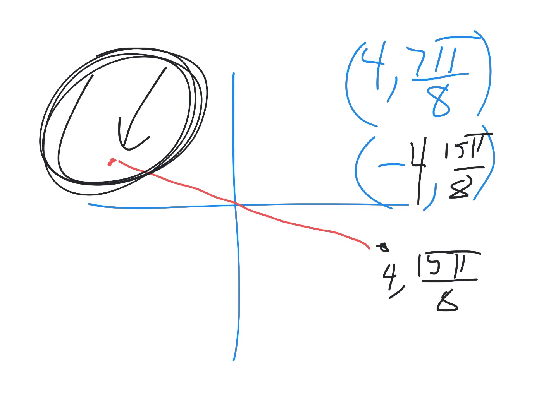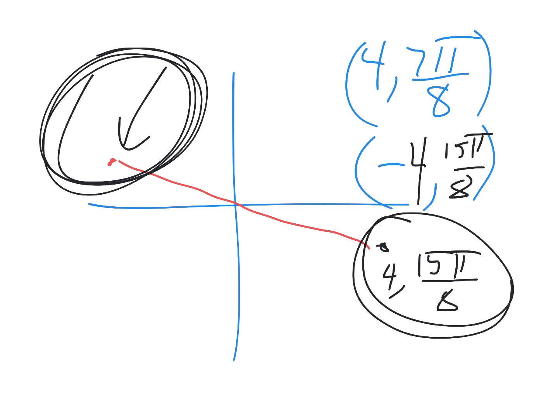So always find the doppelganger on the other side. Figure out which one's just normal, doesn't have a negative r, and name it. And then you can just zip it over to the other side by making it negative. So this one's here. This one's there.